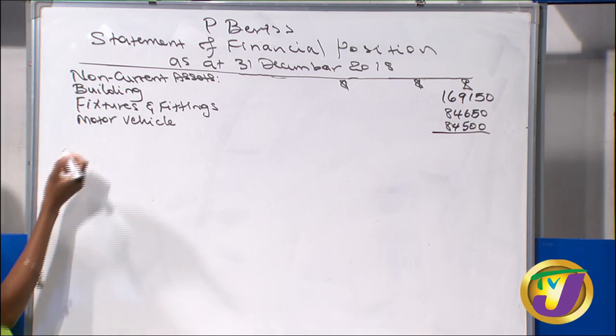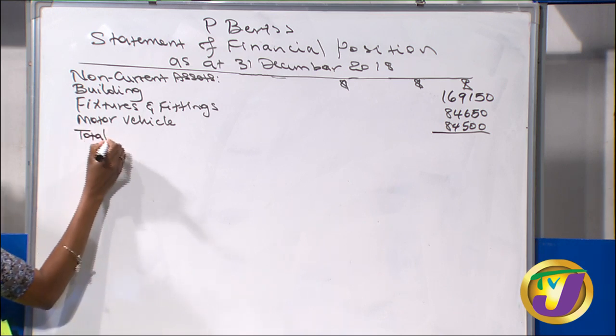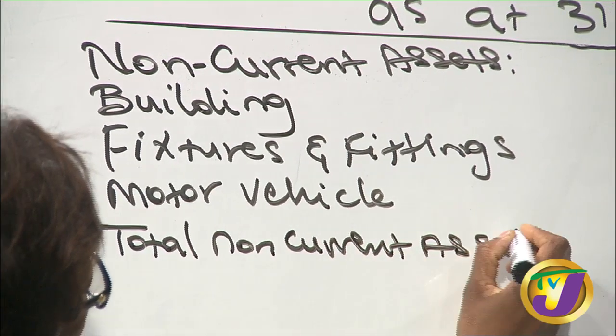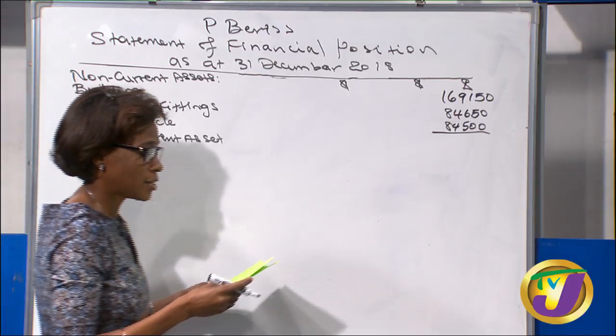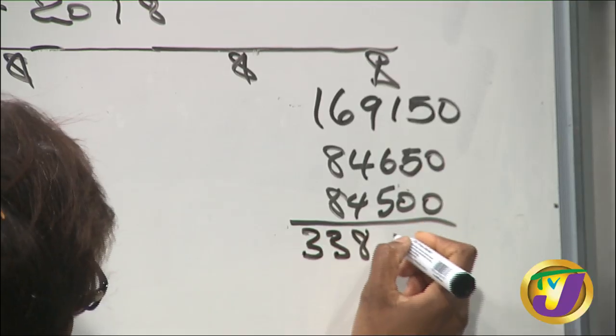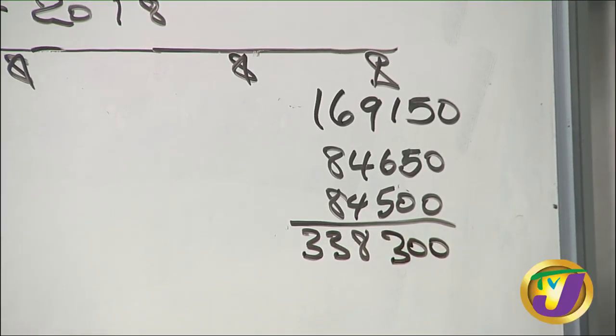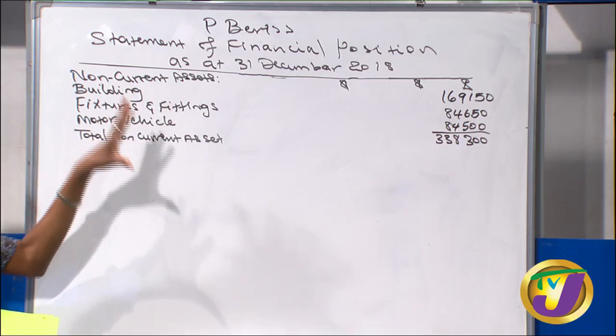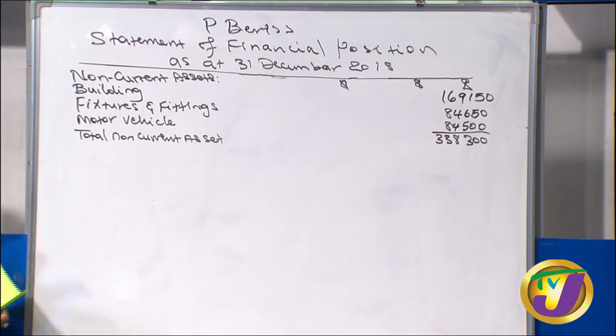All right, the next thing we're going to do, we're going to be totaling our non-current assets. We're going to put total non-current asset, and the total of this is 338,300. All right, so that's the total of our non-current asset, meaning asset that are purchased to be used in the business to help to generate profit. All right, they are non-current because they're not purchased for resale. They're purchased to use in the business.